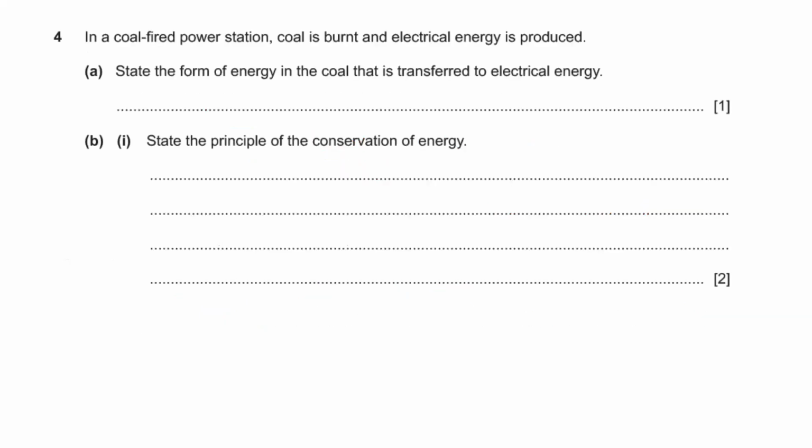Then question number 4, it says in a coal-fired power station, coal is burned and electrical energy is produced. State the form of energy in coal that is transferred to electrical energy. So remember the whole process. It is the chemical energy stored in the coal. Chemical energy that is stored in the coal is converted into heat energy. That heat energy is then converted into the mechanical energy of the turbines, and then that mechanical energy of the turbines is converted to the electrical energy, or the electricity, via generators. Okay, so the answer is chemical energy.